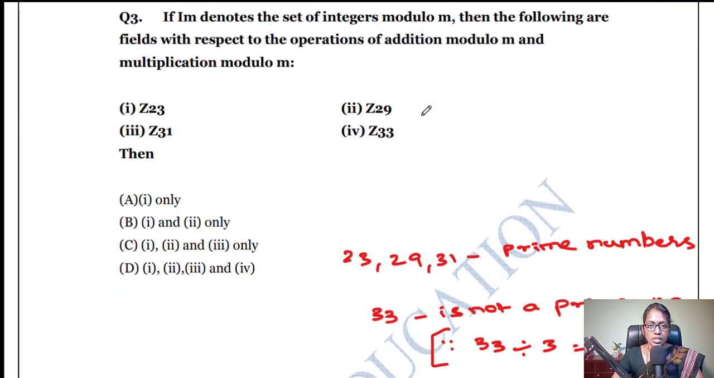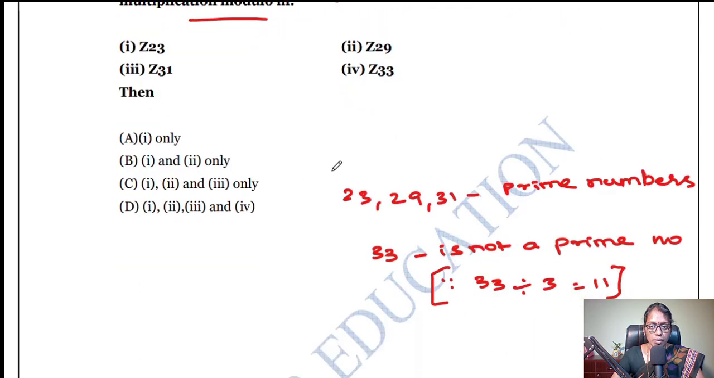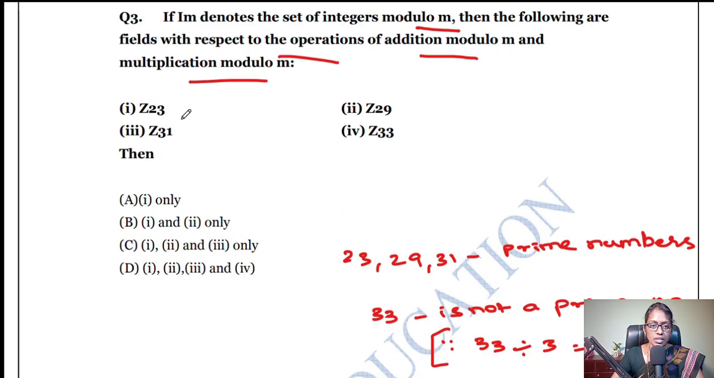The next question is, if Zm denotes the set of integers modulo m, then the following are fields with respect to the operations of addition modulo m and multiplication modulo m. I am not sure about it, but when you compare Z23, Z29, Z31 and Z33, 23, 29 and 31 are prime numbers. 33 is not a prime number, so we have to neglect this value. So option 1, 2 and 3 only is the answer. You check it out.